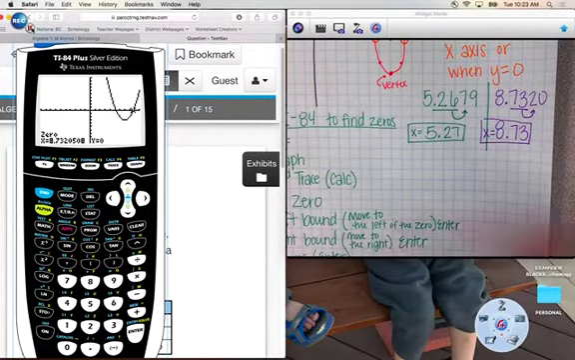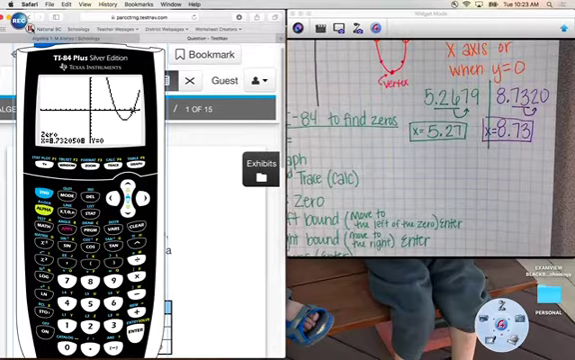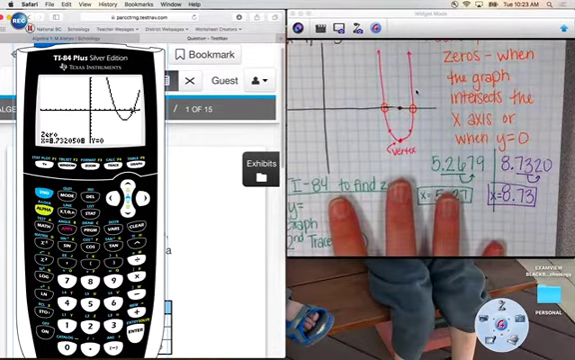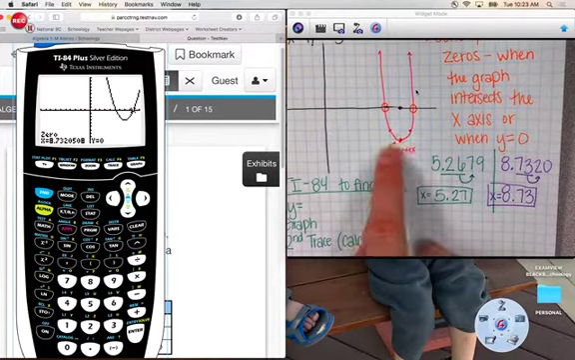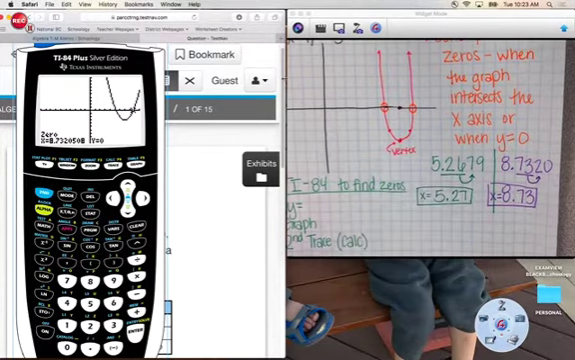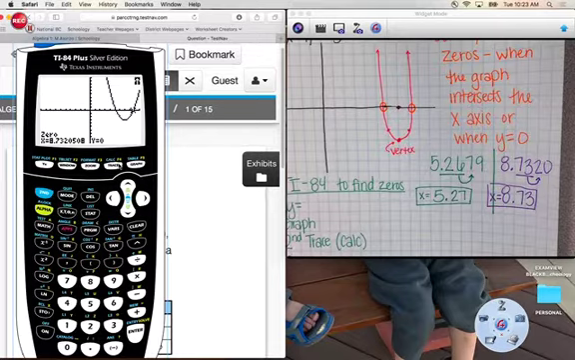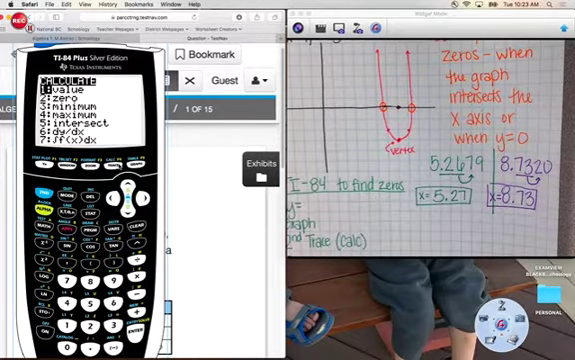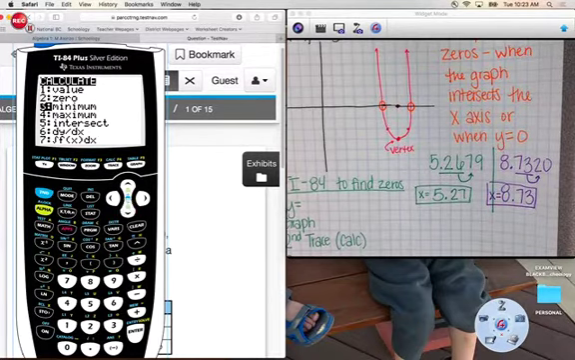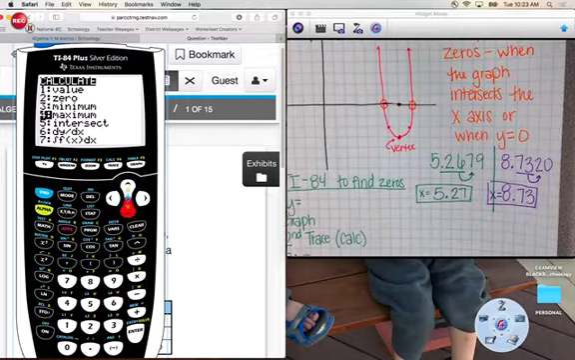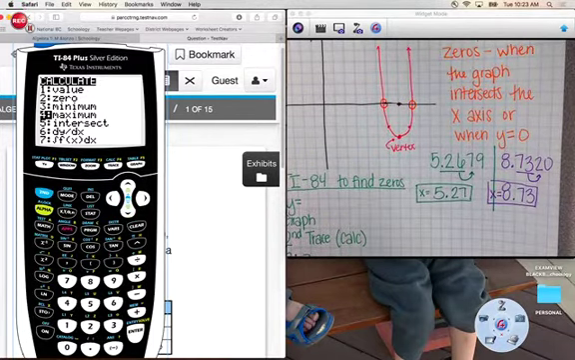Let's do one more. Let's go ahead and find the minimum. Remember, we wrote these notes the other day. So to find this, it's kind of the same steps, but when you go to the second trace option, instead of going to the 0, I either go to min or max. Now, is this vertex a minimum value or a maximum value?